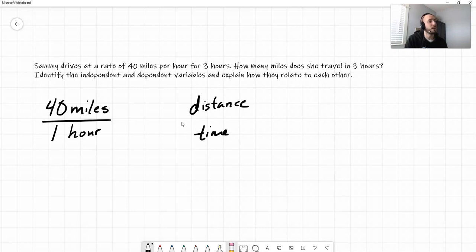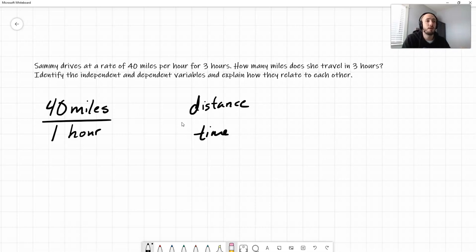Okay, so now we have to decide which one is independent and which one is dependent. And to do that, we just have to think about which one of these depends on the other one. So if we imagine that we're driving on the road at 40 miles per hour, say we've got our cruise control on and we're just cruising. At 40 miles per hour, the distance that we travel, well, that's going to depend on the amount of time that we drive for, right?